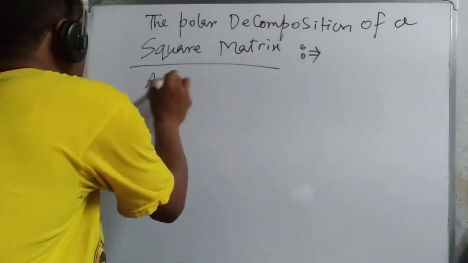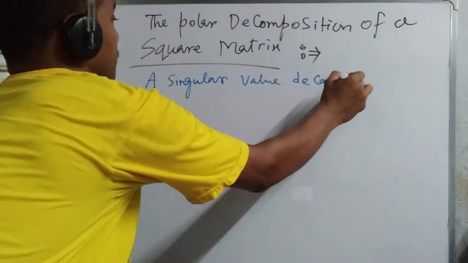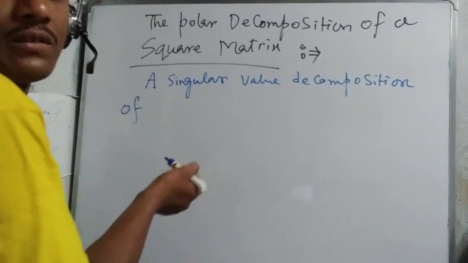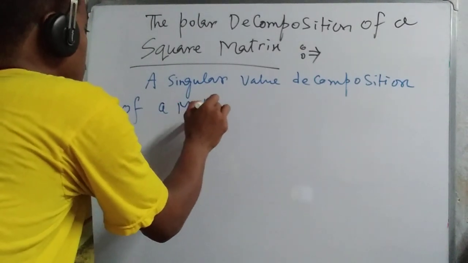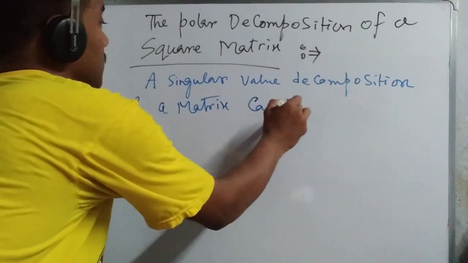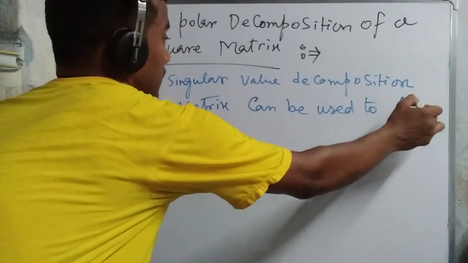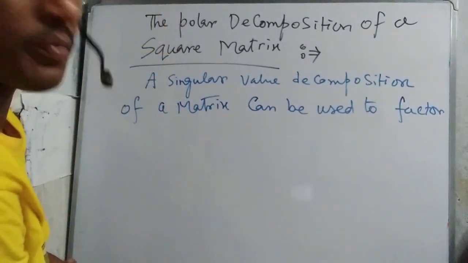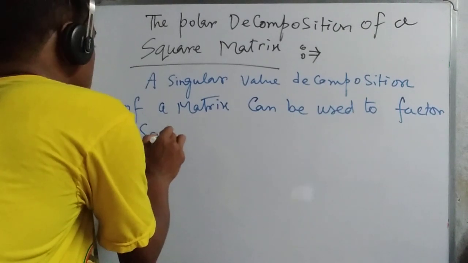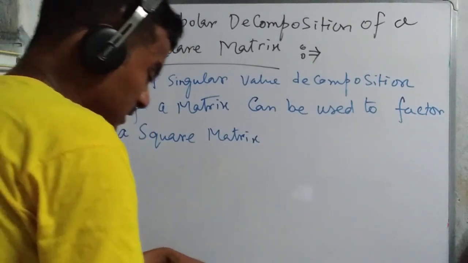A singular value decomposition of a matrix can be used to factor a square matrix. Understood? Then what happened?